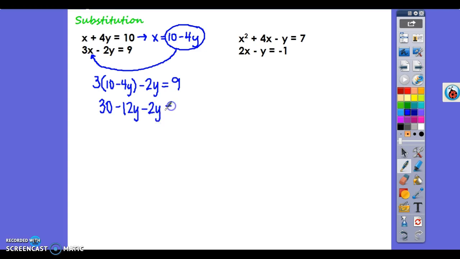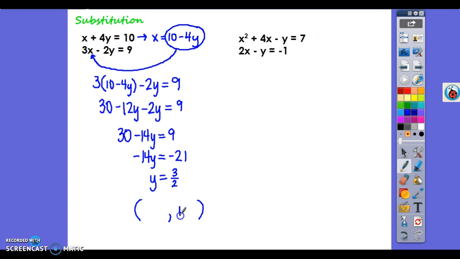The great part about substitution is now I'm only dealing with one variable, yeah? Here comes the hard math. -30 divided by -14, 1.5, y equals 1.5. So wherever those two lines meet, could you tell they were lines? They just have regular x's and y's, no squares, no funny things. So wherever they meet, the y value is 1.5.